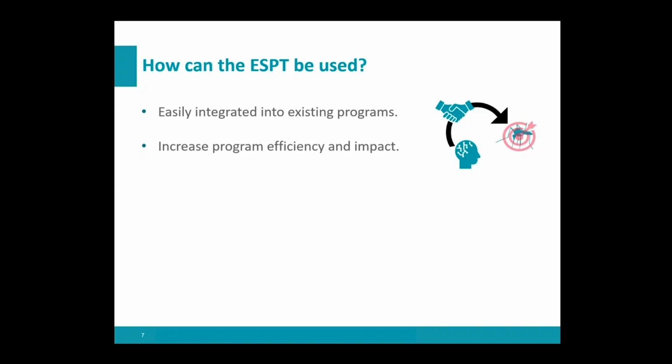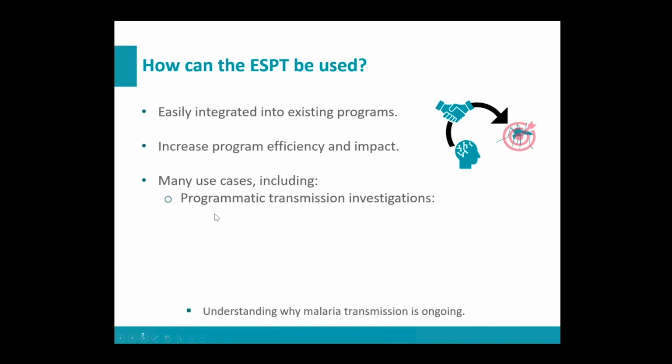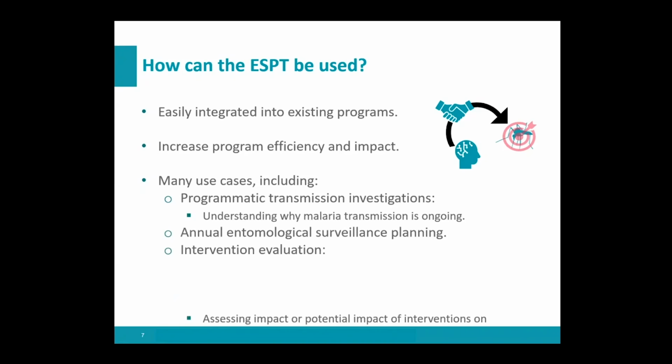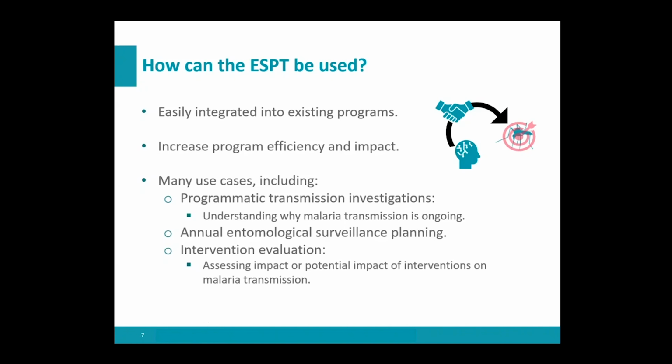The ESPT is an iterative tool. You can work with this module as many times as you need to understand and attain a feasible entomological surveillance plan. As mentioned before, there are many use cases, including programmatic transmission investigations. You can use it for annual entomological surveillance planning or intervention evaluation, such as assessing impact or potential impact of interventions on malaria transmission.